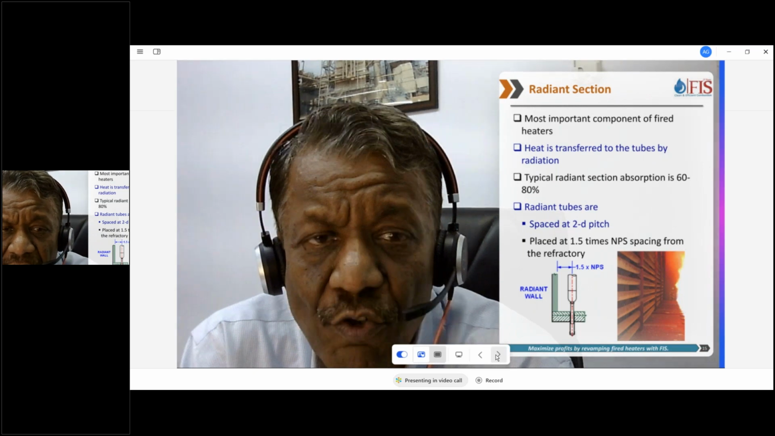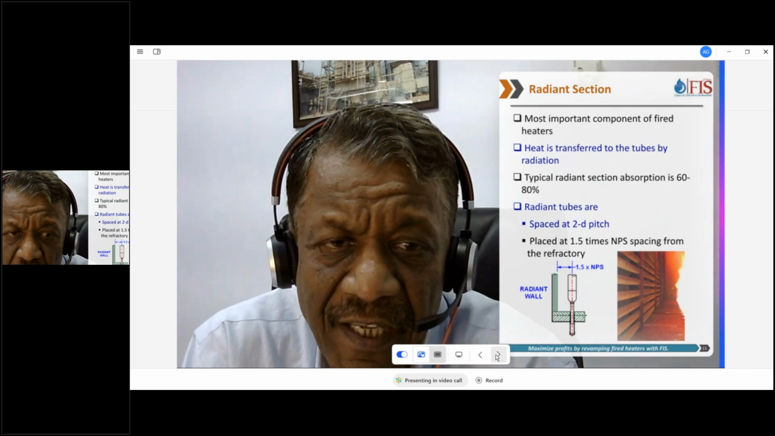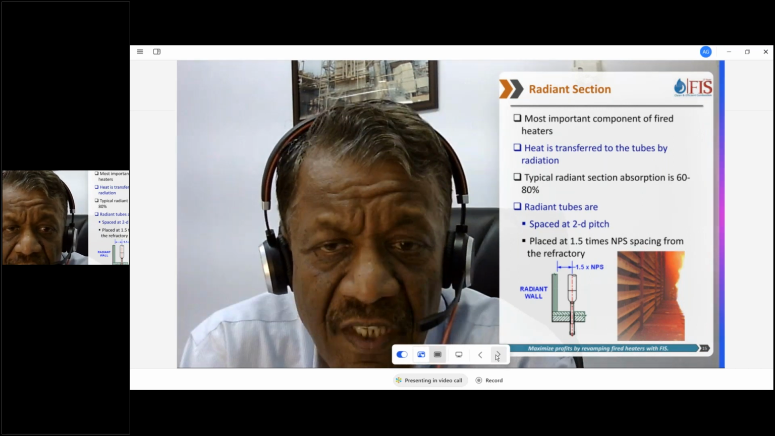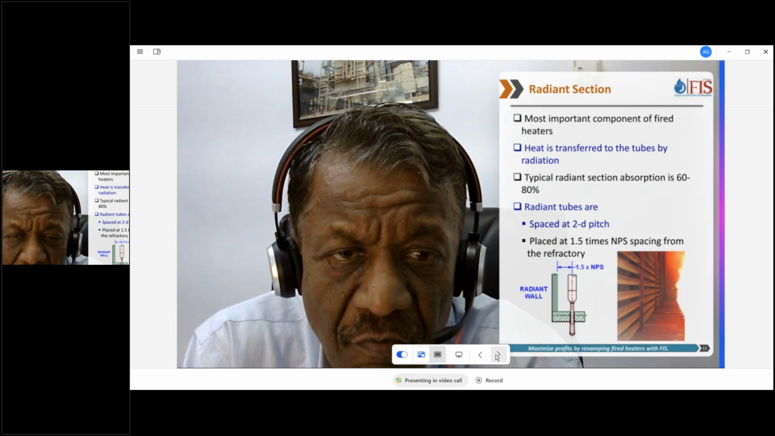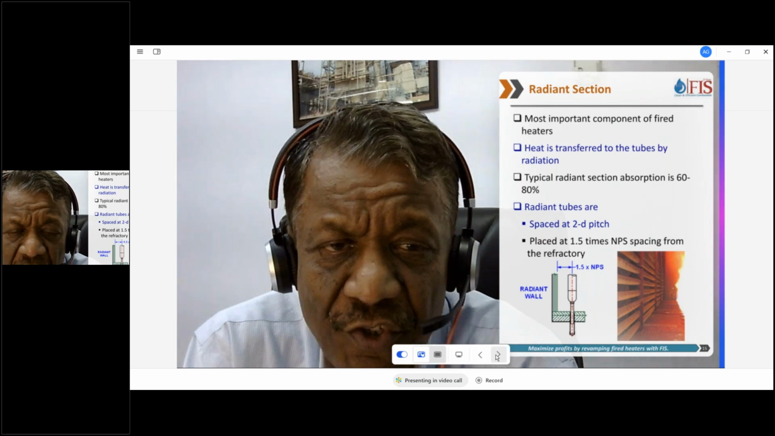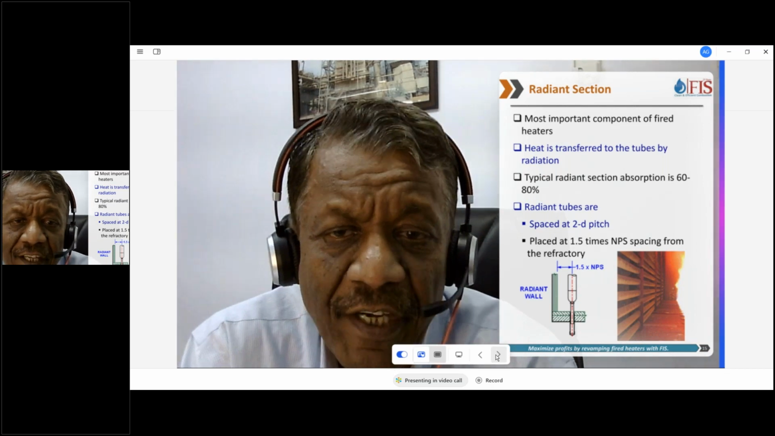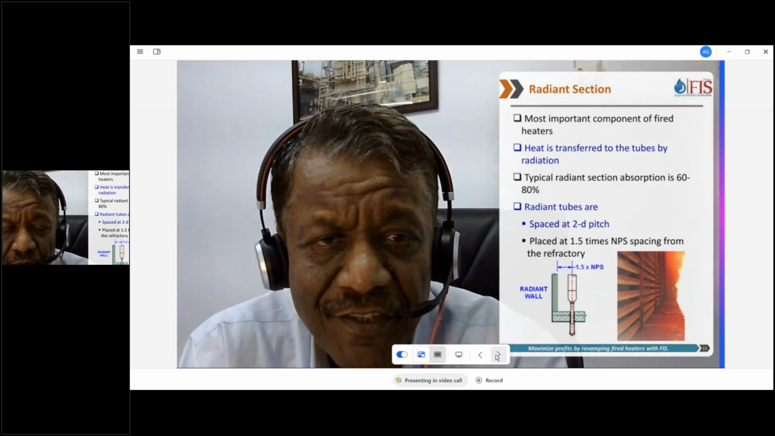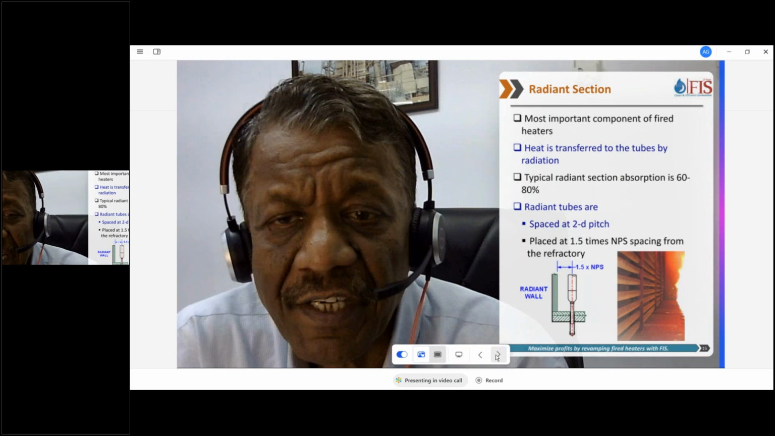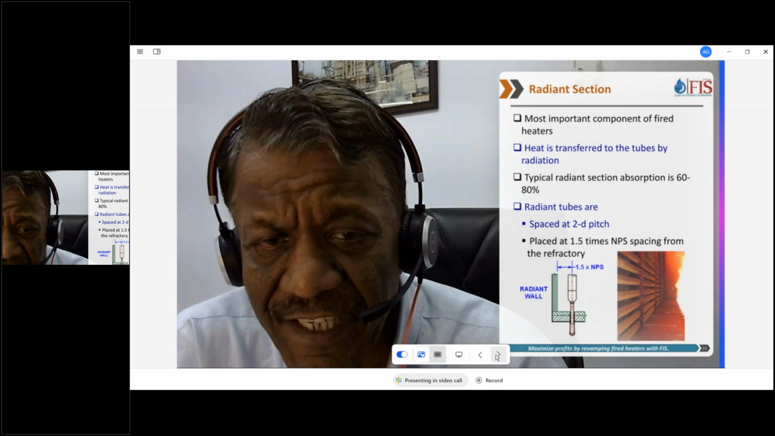Radiant tubes are generally spaced at 2 diameter pitch, and they are placed at about 1.5 NPS spacing from the refractory. And the reason for this is what we are processing is hydrocarbon fluids, and to get better heat transfer, we want the back of the tube or the backside fluid to be heated as well. So that is why we place these tubes away from the refractory so that we can get good heat transfer in the back. And if you read a few literature, you will understand it very clearly.